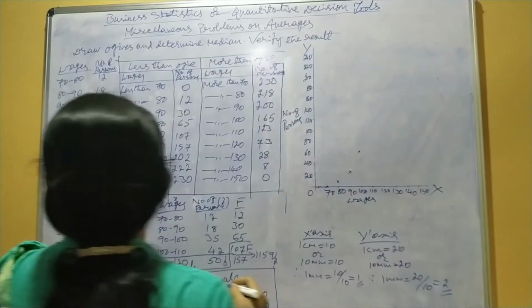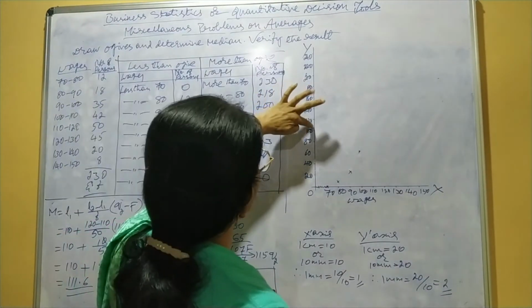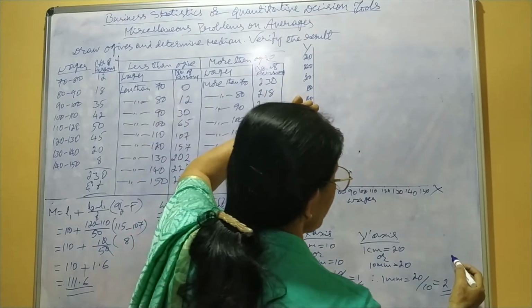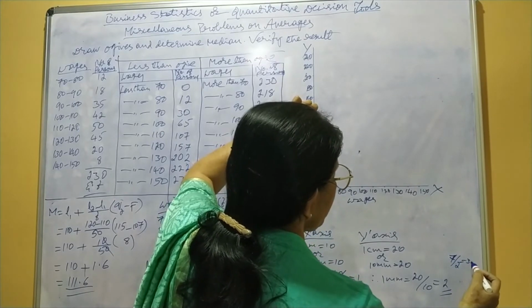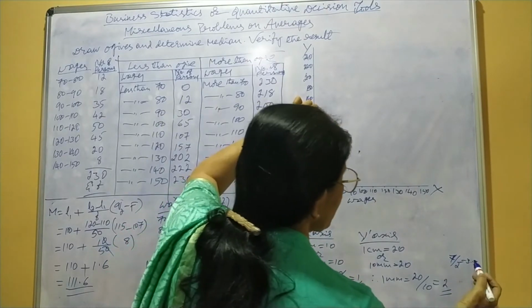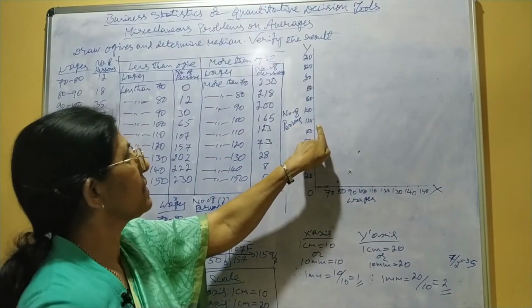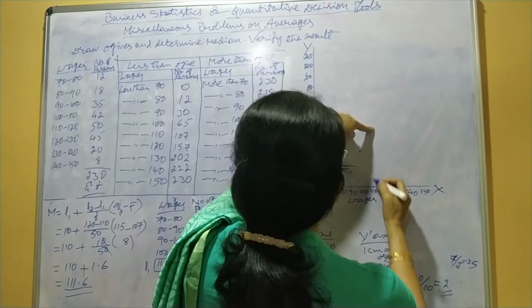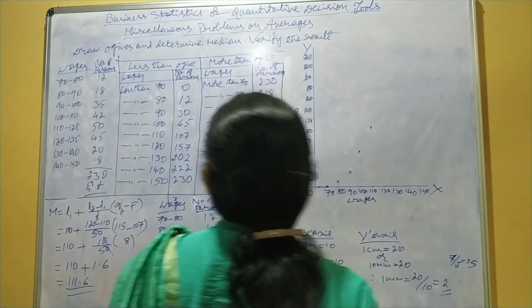Then less than 110, 107. Here it is 100. 7 means if you take like this also, 7 divided by 2, 3.5. Like this also you may take. That means 3.5 millimeters above 100. Okay.